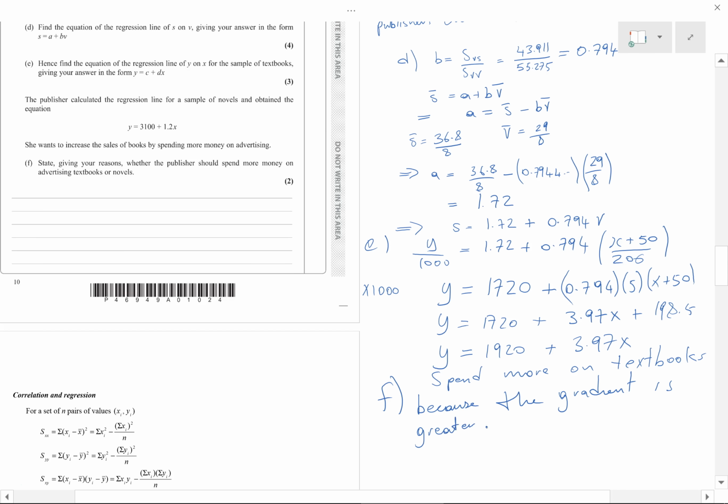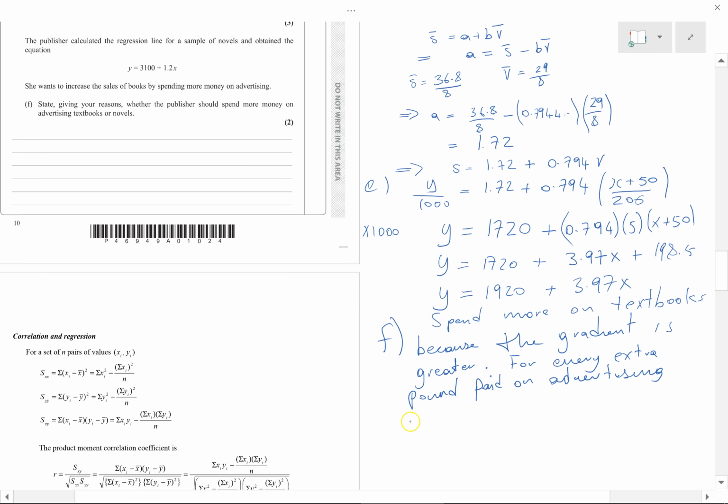We might also say that's enough for the schemas. In this case I might say, for every extra pound paid on advertising textbooks, nearly 4 extra books are sold. I'm probably saying, I am definitely saying much more here.